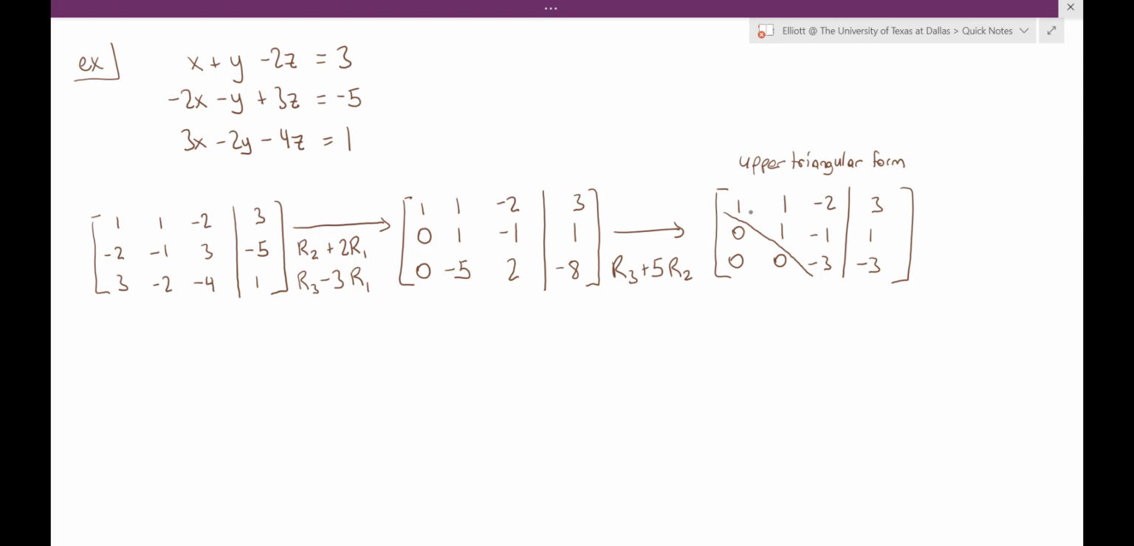The reason why we do that is because now if I write out the system of equations that corresponds to this augmented matrix, well, the first row gives me the equation x plus y minus 2z equals 3, y minus z equals 1. That's the second row. Third row is just negative 3z equals negative 3. So notice that the last equation, you are now able to solve for z.